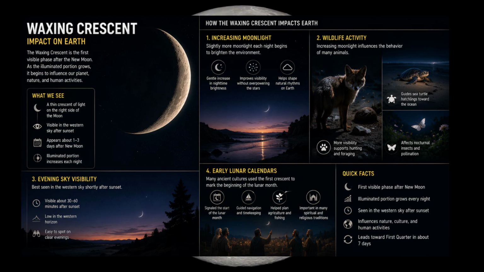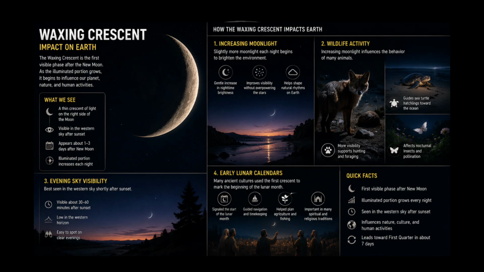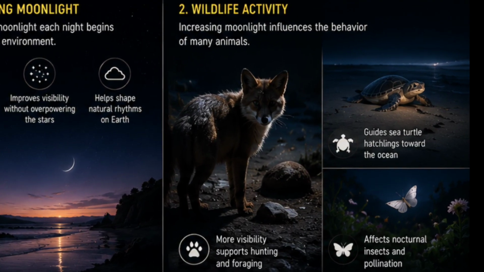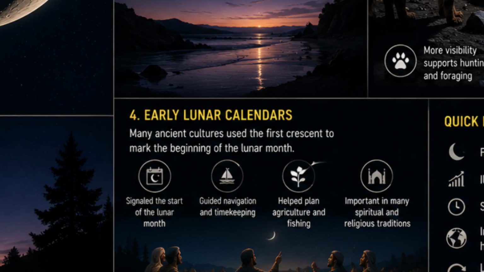Tides begin shifting away from the strongest spring tide conditions. The increasing moonlight slightly brightens the evening sky, which can influence the behavior of nocturnal animals. Some species use changing light levels to determine feeding times, migration patterns, or mating activities. Human cultures throughout history have also used the first visible crescent as a marker for calendars and important events.